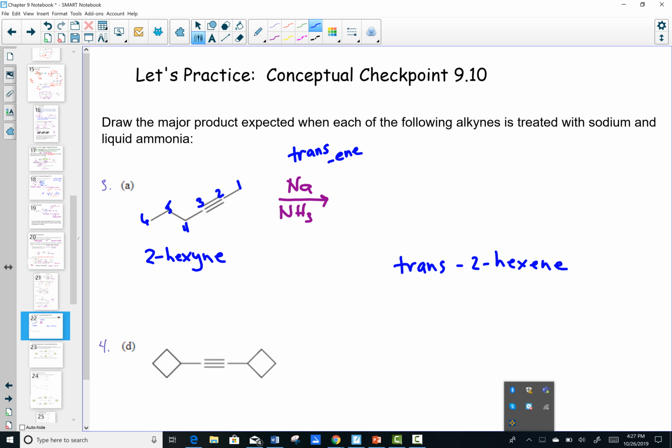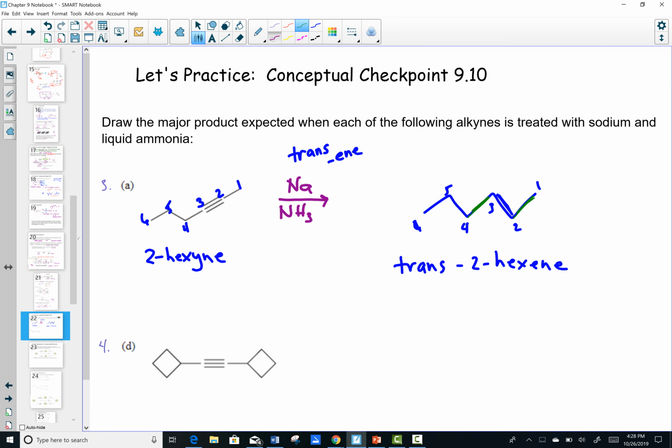I need 6 carbons, 1, 2, 3, 4, 5, 6. I'll just number in the same direction. There we go. And between carbons 2 and 3, we'll have a double bond. And I just want to remind you, when we have a trans configuration, on the opposite sides of the pi bond, we see that the groups are coming out. So that's a trans configuration. From carbon 2, the priority group is pointing up, and in carbon 3, the priority group is pointing down, a trans configuration.